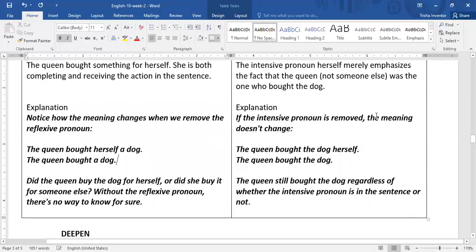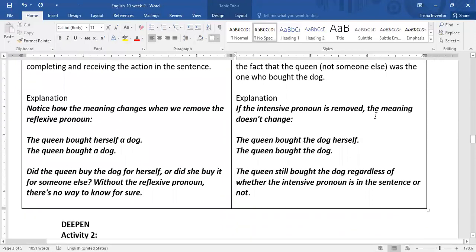Okay, here again, going back here, if the intensive pronoun is removed, the meaning does not change. The queen bought the dog herself. Si queen ang ningpalit sa dog, siya mismo. Si queen ningpalit og dog. So pareha ra sila og meaning.